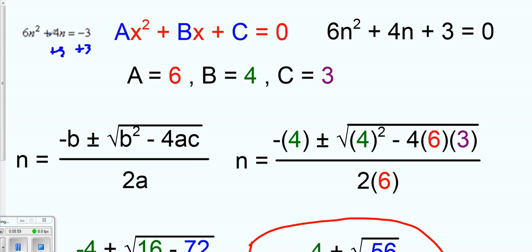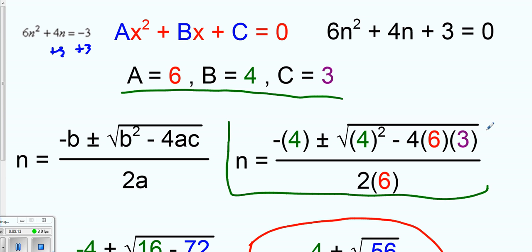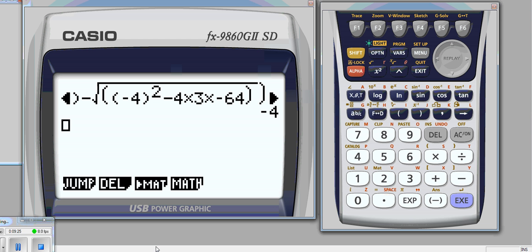The 6n squared plus 4n equals -3. Now we had to change that, add 3 to both sides to get 6n squared plus 4n plus 3 equals 0. So here are A, B, and C values, and this is what we would be plugging in to the calculator. So we have a 6, a 4, and a 3. So I'm going to go back to my calculator.